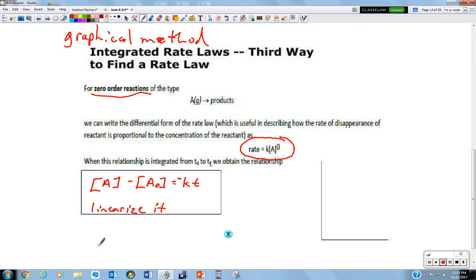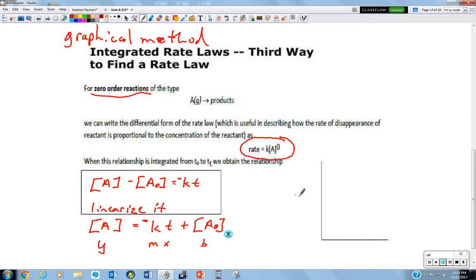All right. Now, if we linearize it, basically putting it in slope form, you're going to have concentration of A is equal to negative kt plus the original concentration. And if you recognize this, this is y equals mx plus b. That is your slope intercept form.